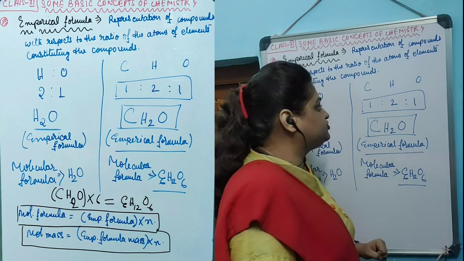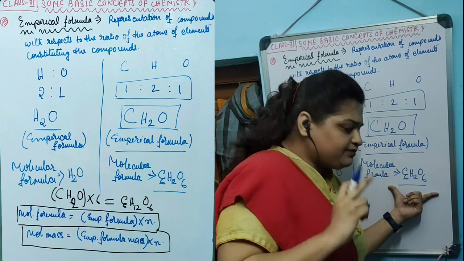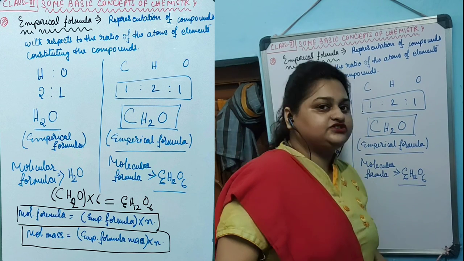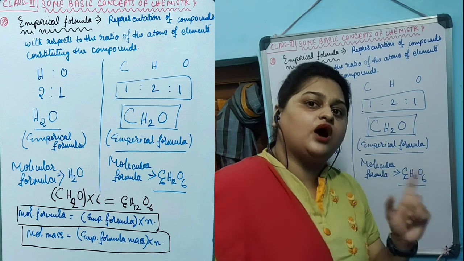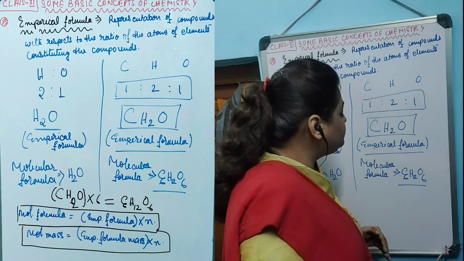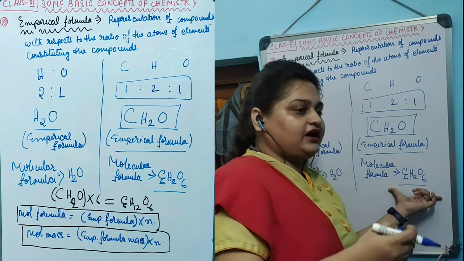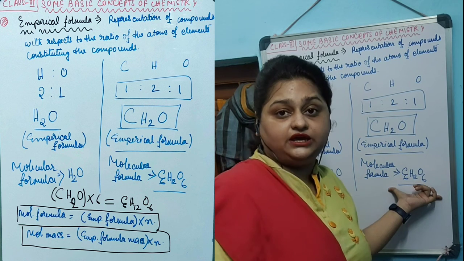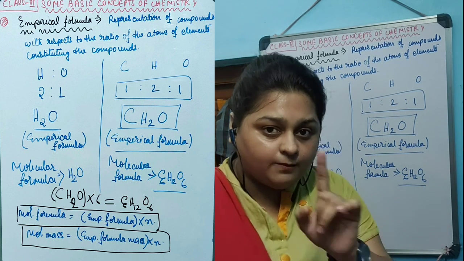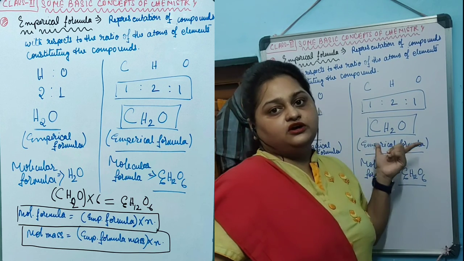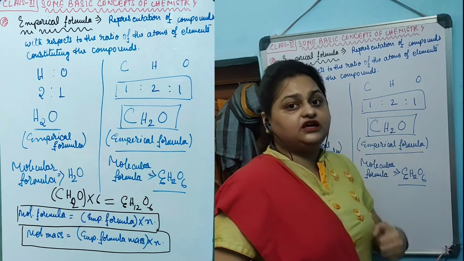Like in the case of glucose, one molecule of glucose needs 6 carbon atoms, 12 hydrogen atoms and 6 oxygen atoms to produce one molecule, but they are combining with each other in a 1:2:1 ratio. So when you represent the number of constituent atoms along with their ratio, you are writing the molecular formula. But when you are writing only the ratio of the constituent atoms, then you are writing the empirical formula.